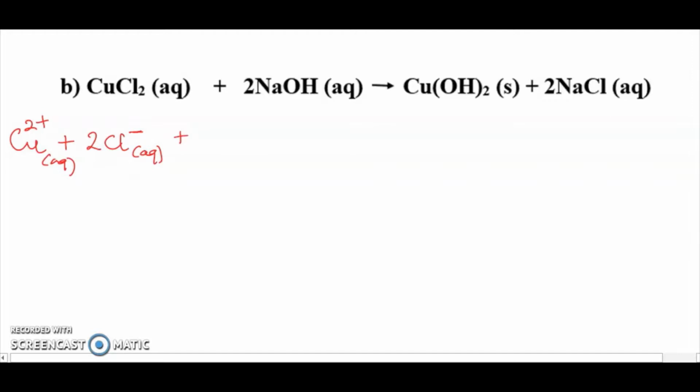Let's move to the next, sodium hydroxide. Sodium is in group 1. We have 2 sodium atoms, so we form 2 sodium ions. Plus hydroxide, we would definitely have 2 hydroxide ions as well.